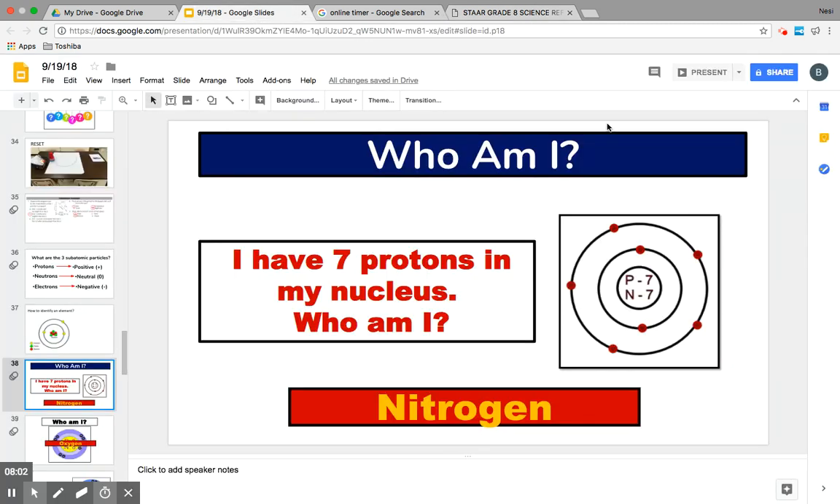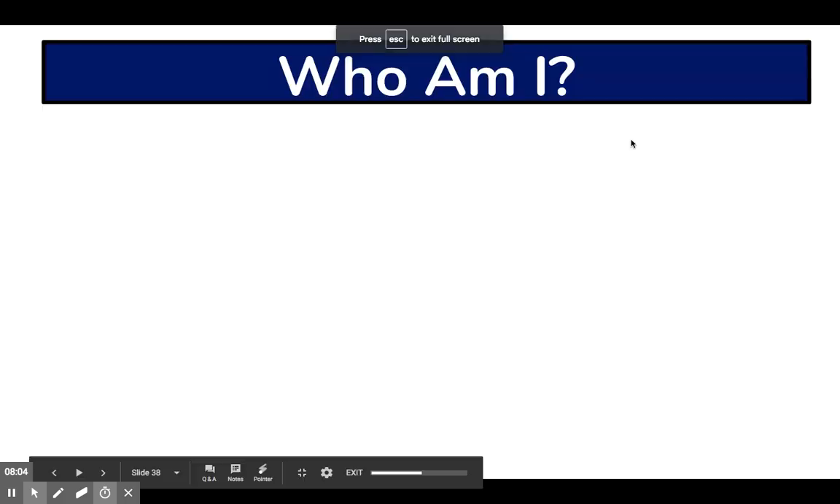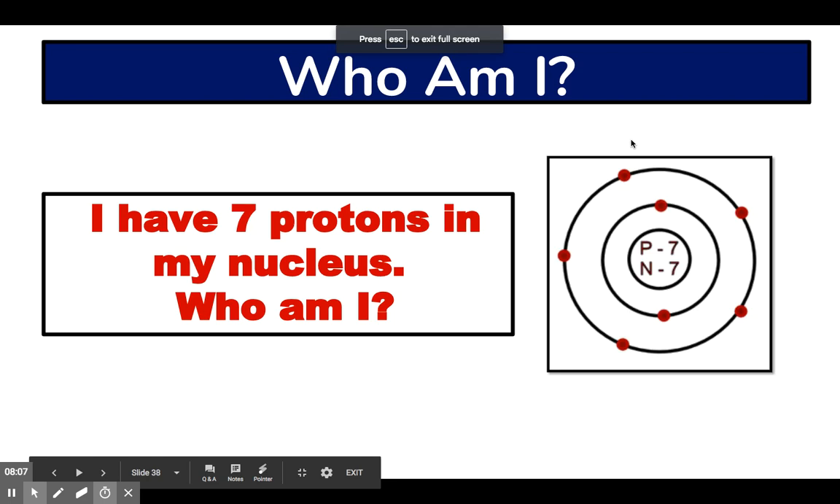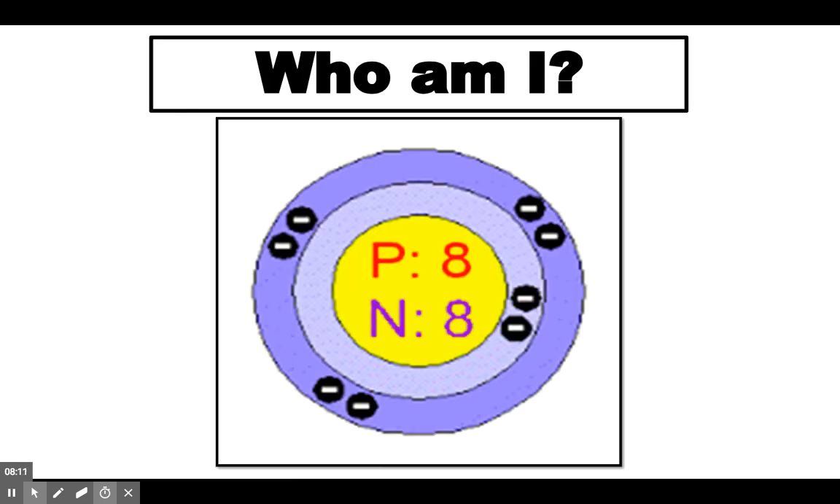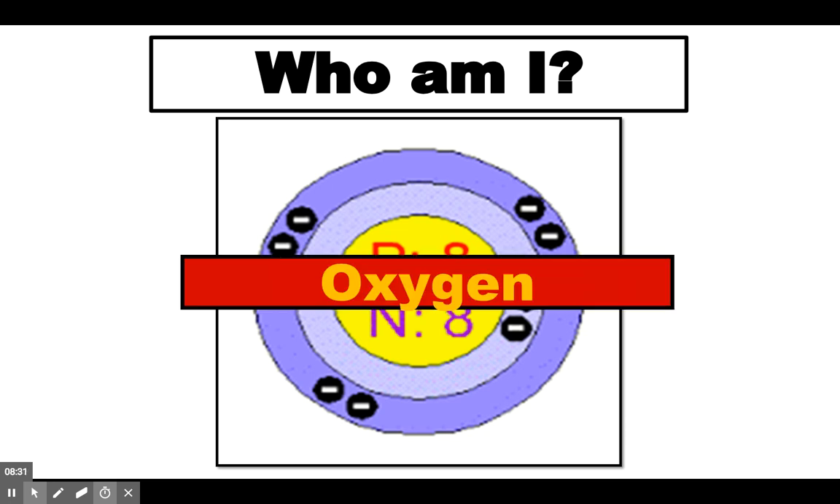Okay, so let's try some on your own. Okay, who am I? I have 8 protons. Who am I? So you should have gone to your periodic table and found atomic number 8, and that should be oxygen.